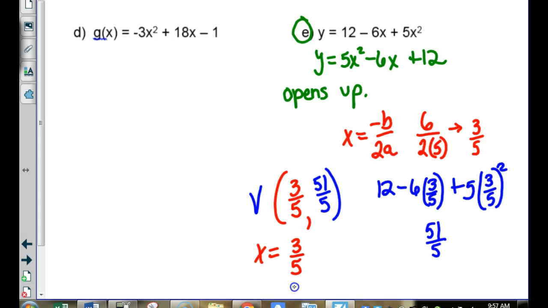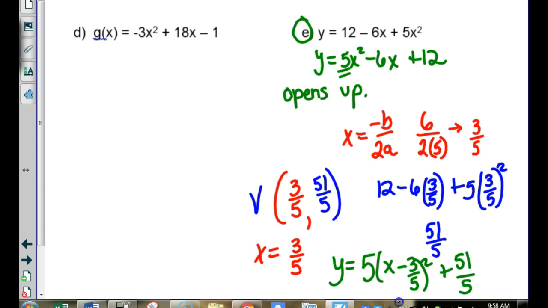All right. It didn't ask for this, but can you help me just because I want to practice? Can we write it in vertex form now? Y equals, oh yeah, there would be the stretch out in front. Good job. The stretch still stays there, right? But then it'd be x minus 3/5 quantity squared plus 51 over 5. Everybody okay? Because you're going to have to be able to go back and forth that way.